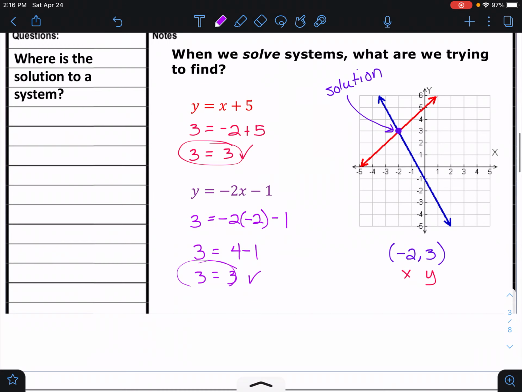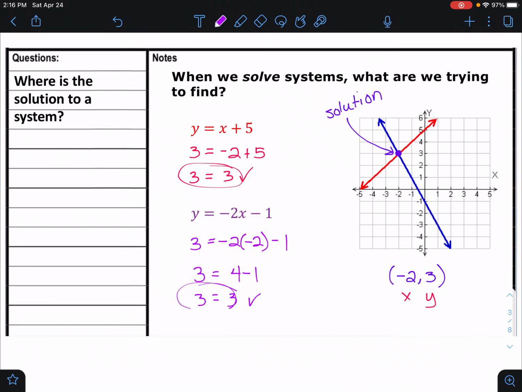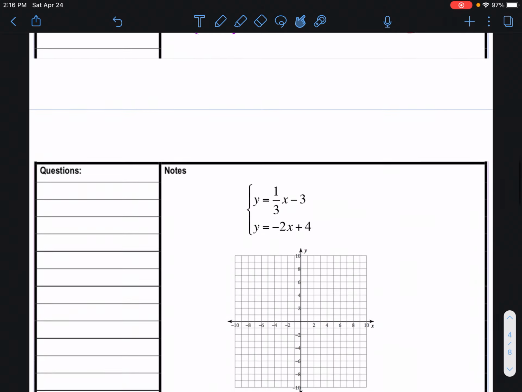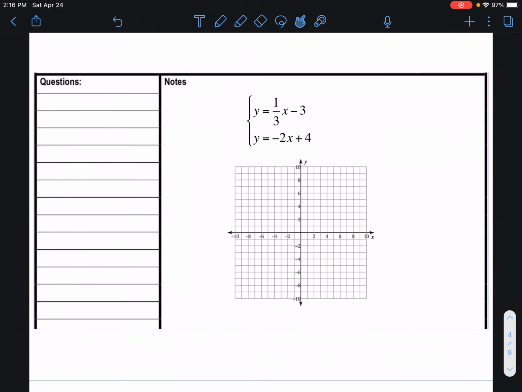Okay, so this is what that means really. This point lies on both of those lines. It's the only point that is on both of those lines, the red line and the blue line. So what we're ultimately just trying to find is that point right there, the only one that is on both, which would be where they cross. And we can do this by graphing by hand.